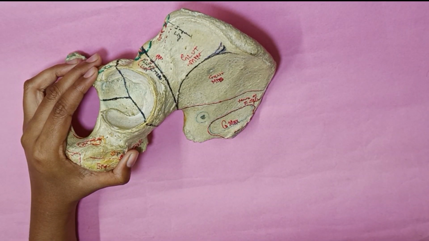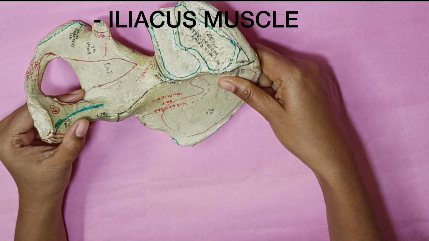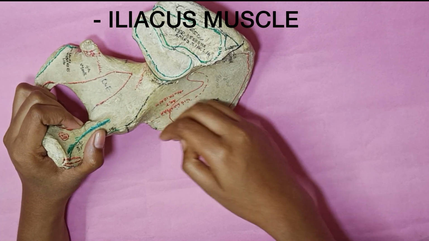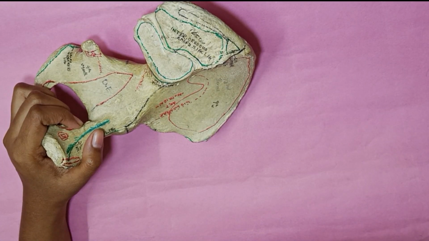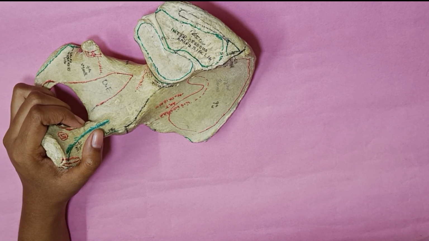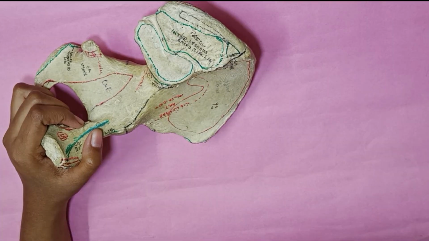Now the iliac fossa gives origin to the iliacus muscle. So this is the iliac fossa. Here you will get the iliacus muscle in the upper 2/3 of it. The lower grooved part of the fossa is covered by the iliac bursa.